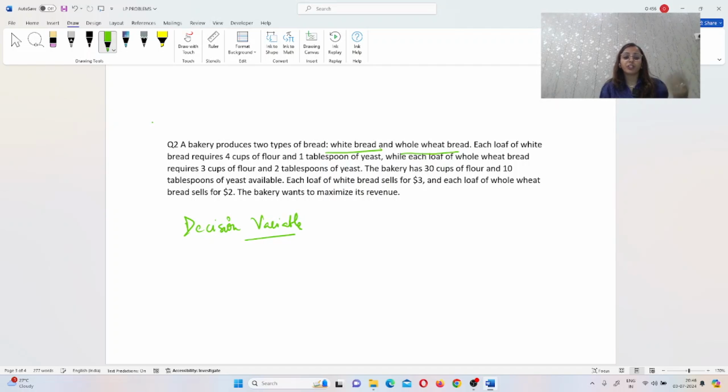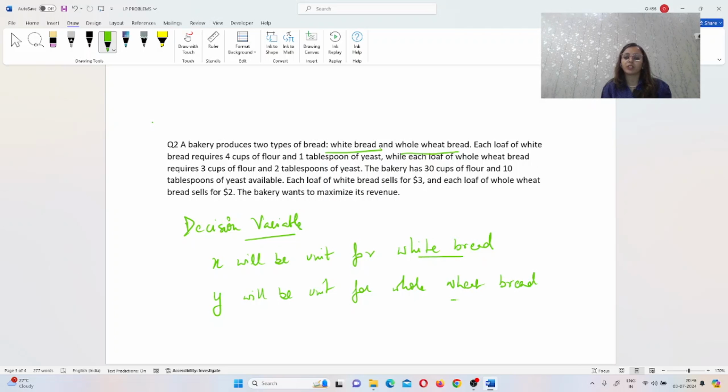Again, how many units have we taken? Two things are there. X will be the unit for white bread. Here, this is one product of yours. And Y will be the unit for the whole wheat product, or bread. One is your simple white bread and one is your wheat bread. So we have taken two variables, X and Y.